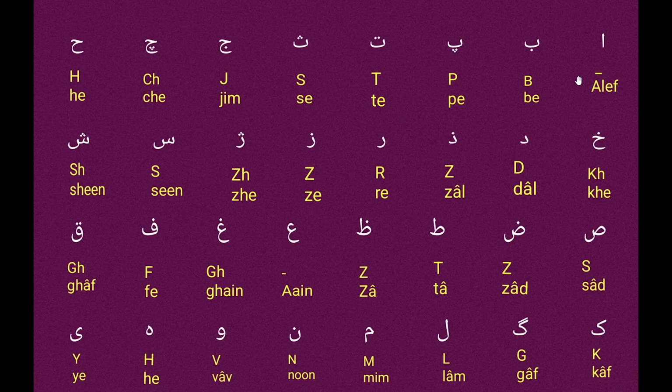Now I will read the alphabet one by one. Under each letter you can see the Latin equivalent of each letter that I wrote in capital letters, so you can have an idea of how each letter sounds. Starting from the right side of the screen.